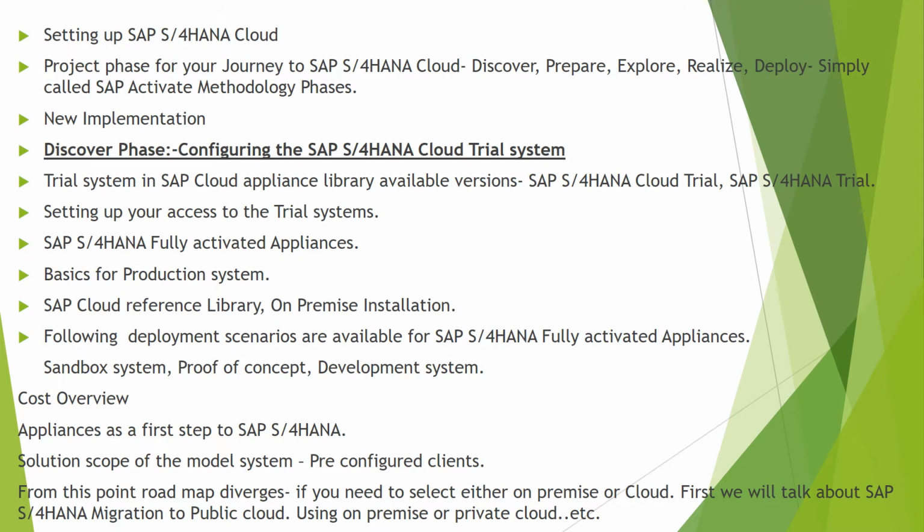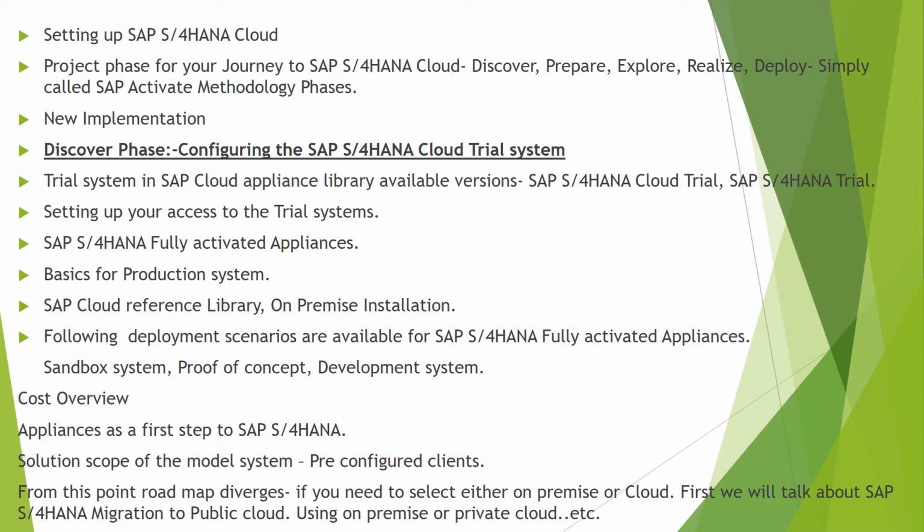And in case of new implementation, we need to go through these phases, right? So, in the first discover phase, we are going to configure the SAP S/4HANA Cloud Trial System. The SAP Activate methodology also includes a model company with pre-configured customizing that is based on SAP best practices. The model company can help you to get started and is ideal for testing and determining the appropriate migration strategy.